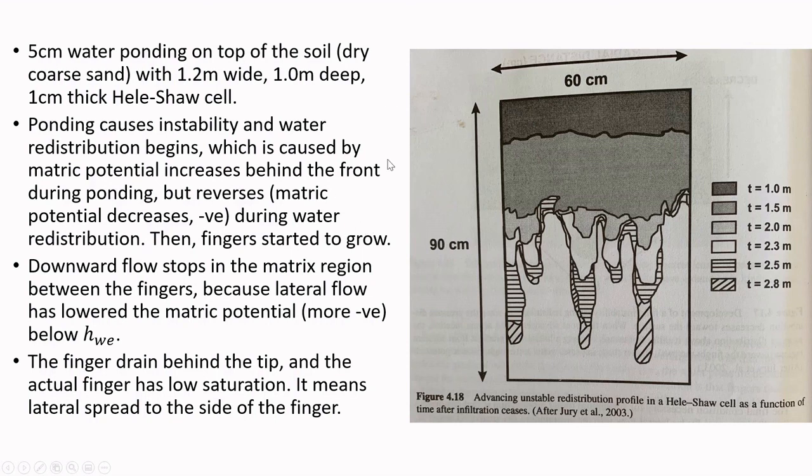Alright, so here's an example of water ponding on top of the soil. Water ponding causes instability and, of course, subsequently affects water distribution in the soil. So you can see the formation of fingers in the soil. And you can see that the fingers become more prominent, or the fingers grow bigger and bigger at different times.